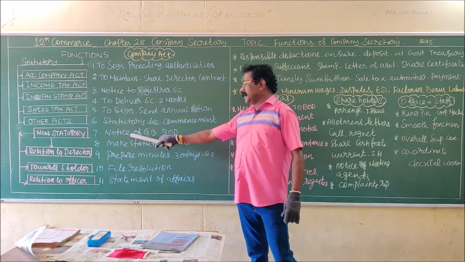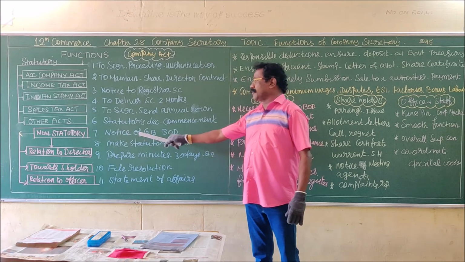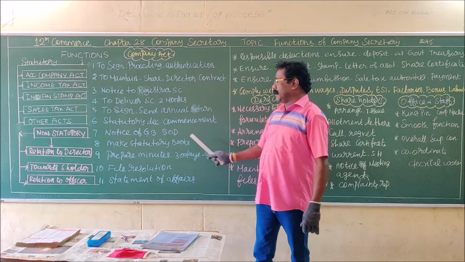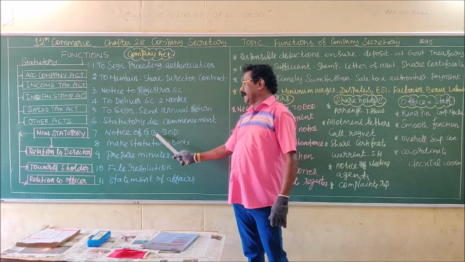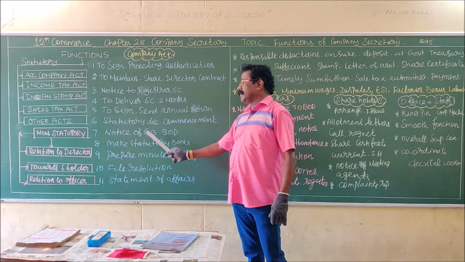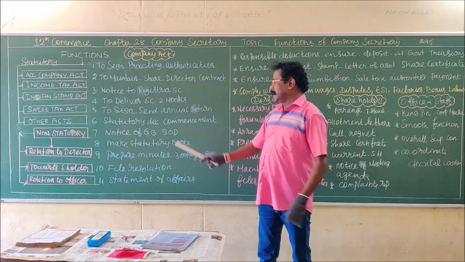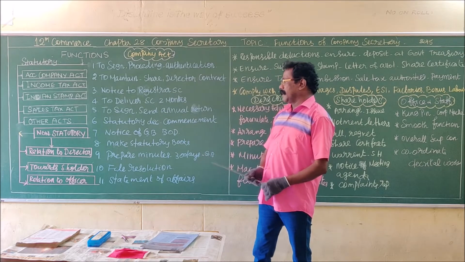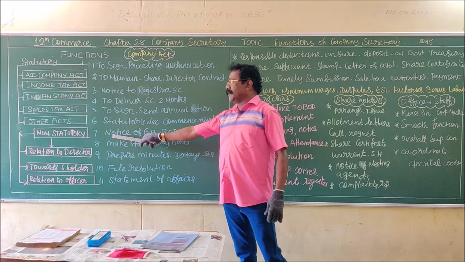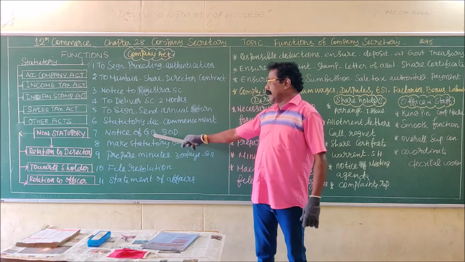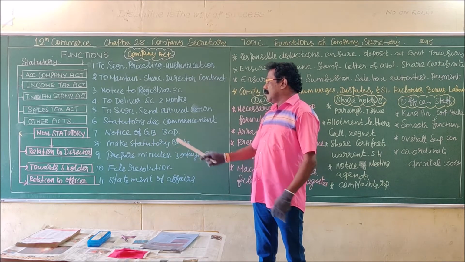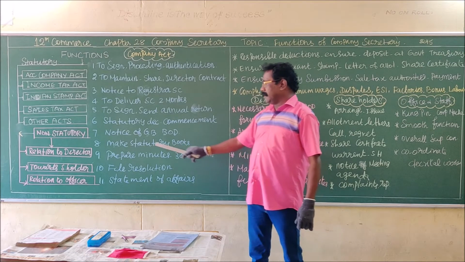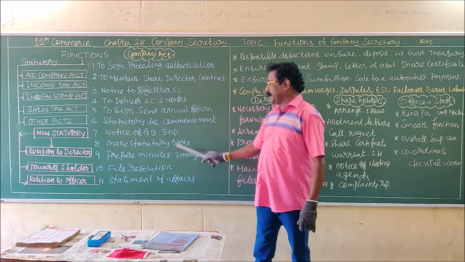Then to issue notice to the shareholders and the board of directors regarding the conducting of meetings. If it is a general meeting, notice goes to the shareholders. If it is a board of directors meeting, notice goes to the board of directors. So notice is to be served to the relevant persons regarding the general body meeting or board of directors meeting on the relevant dates.